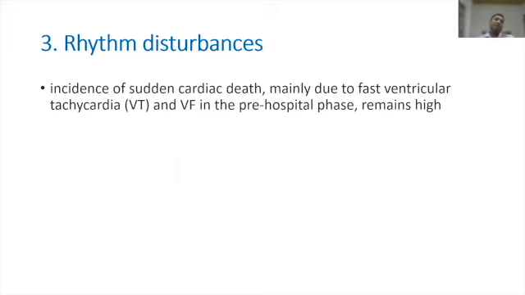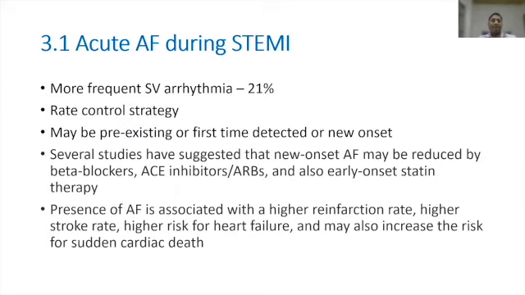The third complication you should know is rhythm disturbances. So if you see an AF patient, acute AF during STEMI, this is the most frequent supraventricular arrhythmia, almost like 21% chance you may have an AF during the STEMI. Usually we are adapting the rate control strategy. So this AF could be pre-existing, or it could be detected first time, maybe a new onset.